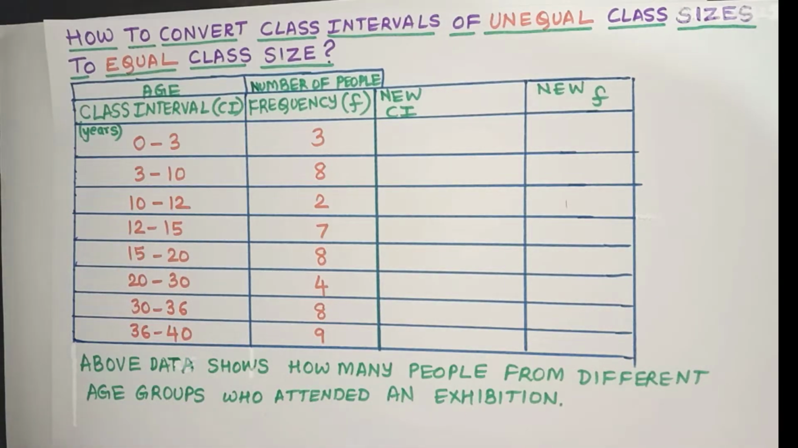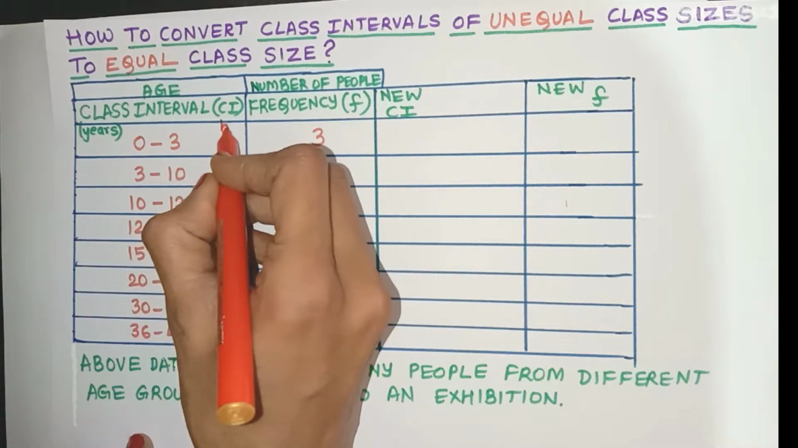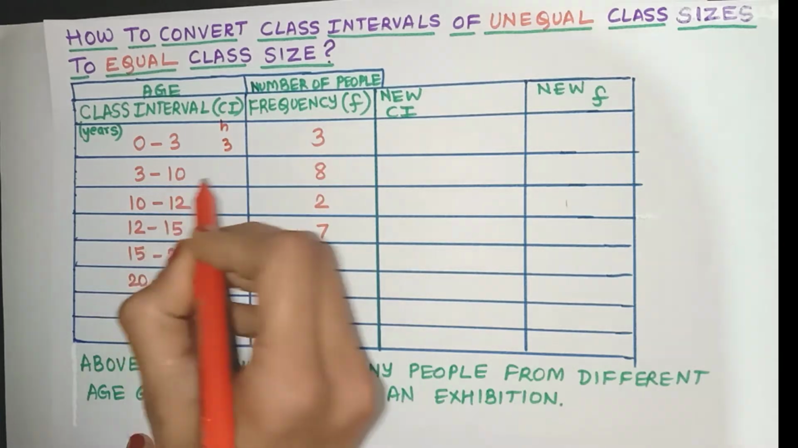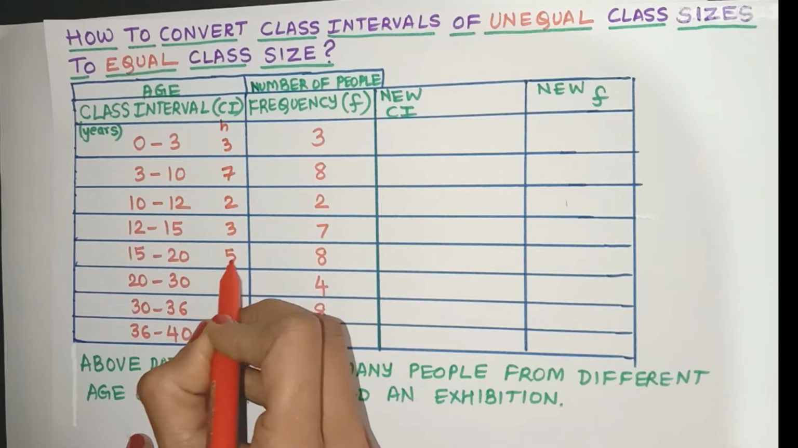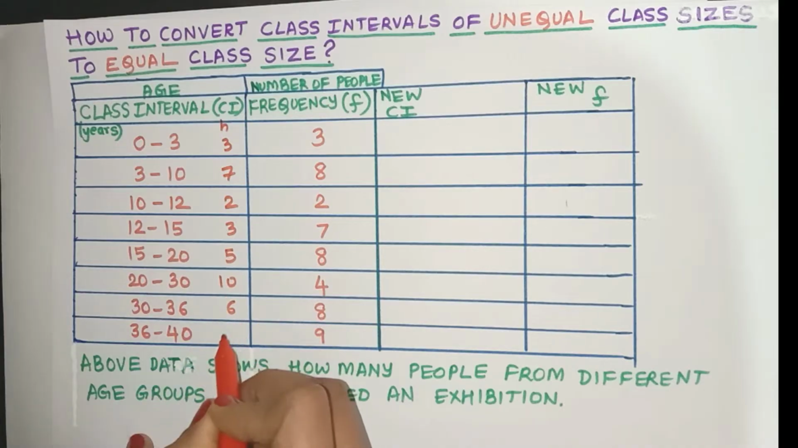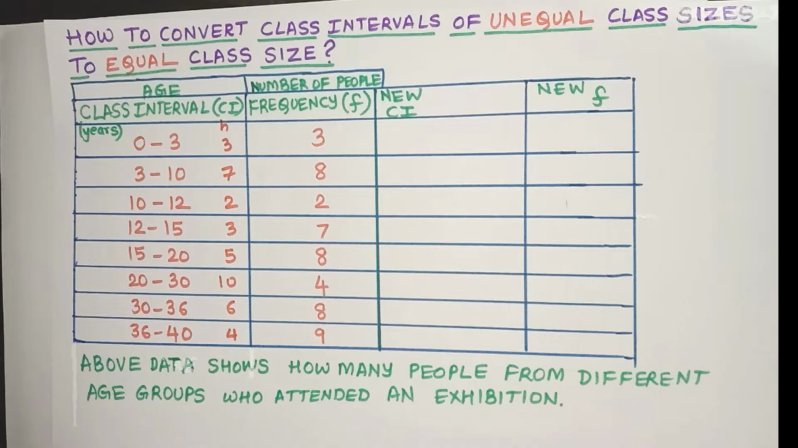So let's find out the class size, friends. Now what is class size? Yes, it is the upper limit minus the lower limit for every class interval. So for this class interval, what will be the h? It will be 3, here it will be 7, this will be 2, 3 again, 5, 10, 6 and 4. So clearly the class sizes are all unequal.